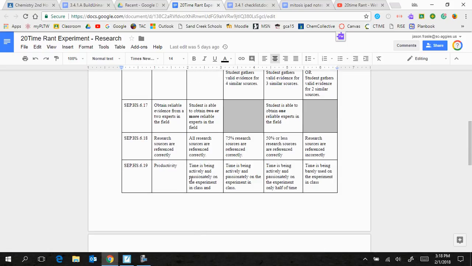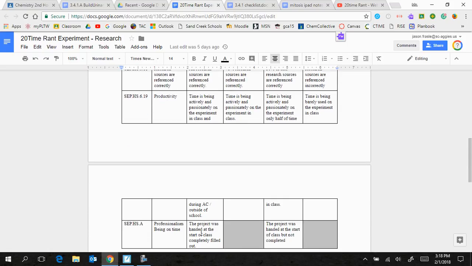The next 2, productivity and time. Is this being done on time? And are you being productive? There's no way that you can finish all this research on Friday during 47 minutes. Not possible. So you've got to go outside the class, doing it during AC, doing it at home, and getting it done. You've got to spend some time on this research. Because if you don't get quality research, then you're not going to be able to get a quality hypothesis, and everything just kind of falls apart from there.